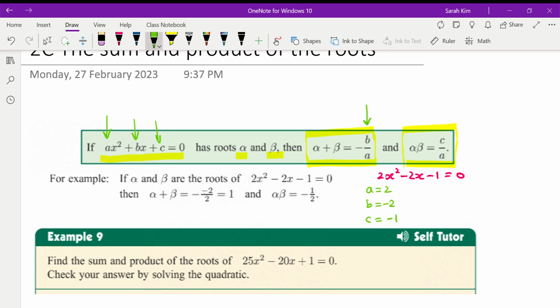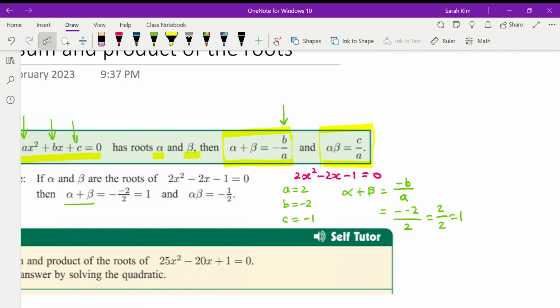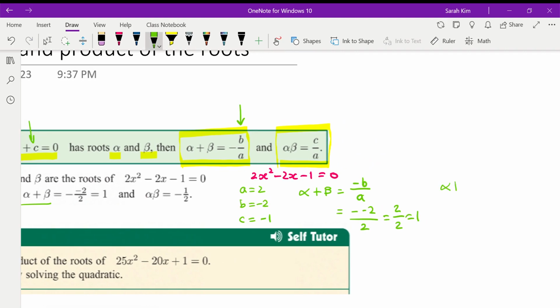Okay. Now, if I add the 2 roots together, I get minus b over a. So if I add alpha plus beta, whatever the 2 roots are, okay, I don't know them off by heart because I haven't factorized it and solved it. If I add them together, I should get minus b over a. So minus b in our case, so minus minus 2, and then a is 2. So I get 2 over 2, which is 1. So if I add the 2 roots, I get 1. And another fact is when I times them together, the product of them, I get c over a. C over a in our case is minus 1 over 2. So that is what I would get.